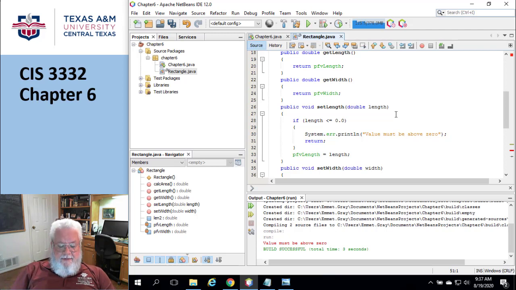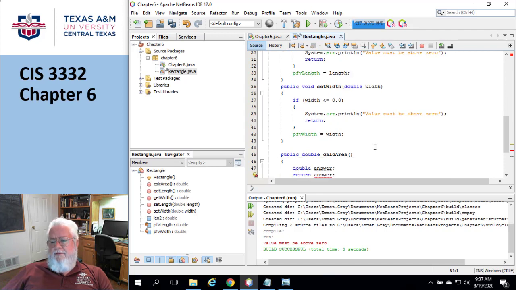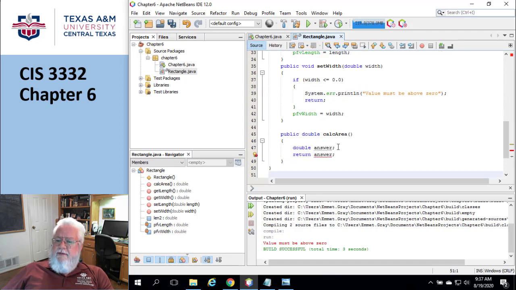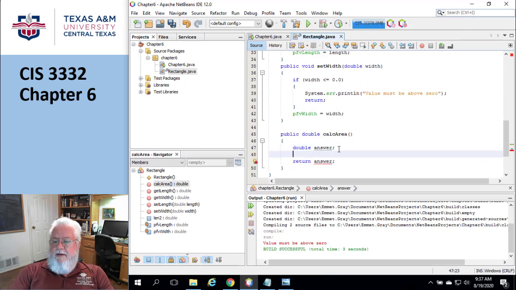Okay, good. All right. So because set and get means something specific to me, I don't use those in other contexts. There's a whole lot of other words you can use. You can say fetch, retrieve, and all sorts of other stuff. But calc in this thing makes sense. Okay, so here we go. So I'm going to say answer is equal to PFV length times PFV width.